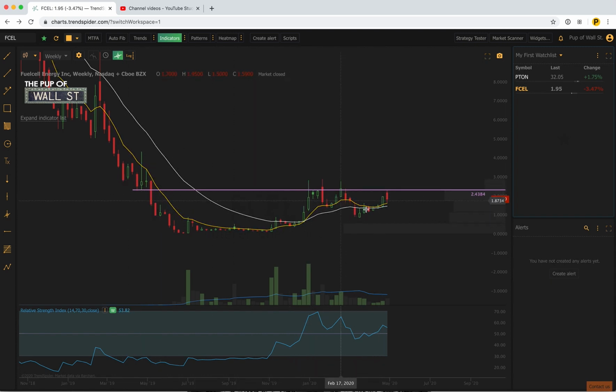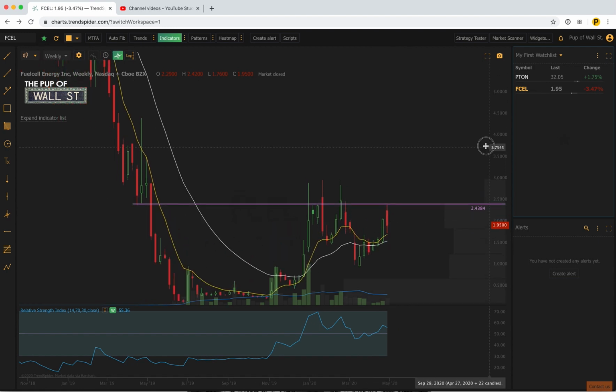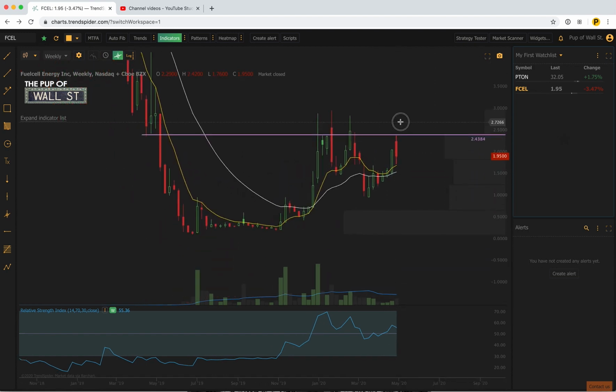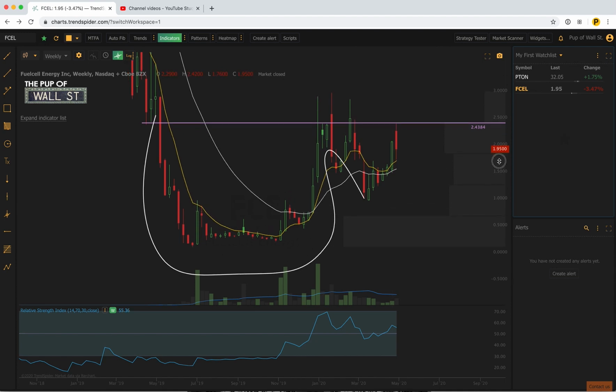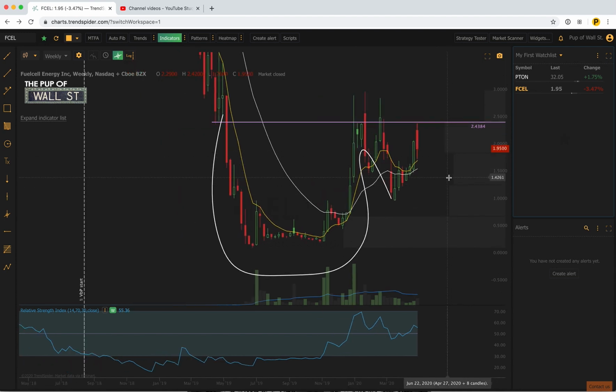So you know what, I'm actually seeing a little bit of a cup and handle here. So let's take a quick look at that on the weekly. You see that? I'll draw it out for you really quick. Interesting. All right. So it looks like we've got a little bit. It's a really ugly cup.